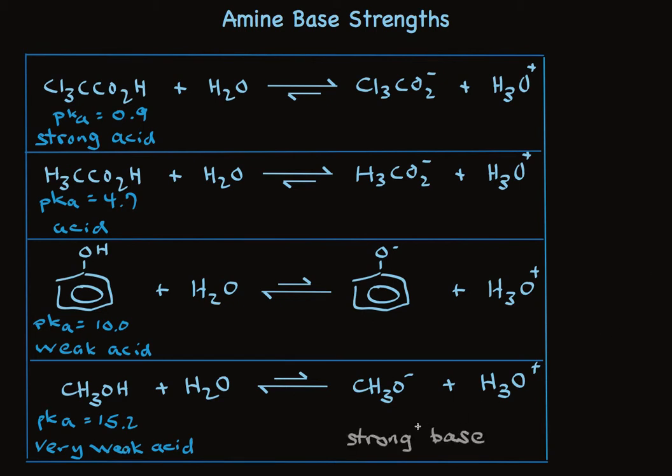And we know this is true. Methoxide is a strong base. It is the conjugate base of this very weak acid. The pKa value of 10 compared to 15 tells us that phenol is a stronger acid, so its conjugate base is a weaker base than methoxide. I'm just going to put base rather than strong base. And the pKa of 4.7 tells us that acetic acid is a much stronger acid than phenol, so its conjugate base is a much weaker base. And finally, the conjugate base of trichloroacetic acid is even weaker. It's a very weak base.